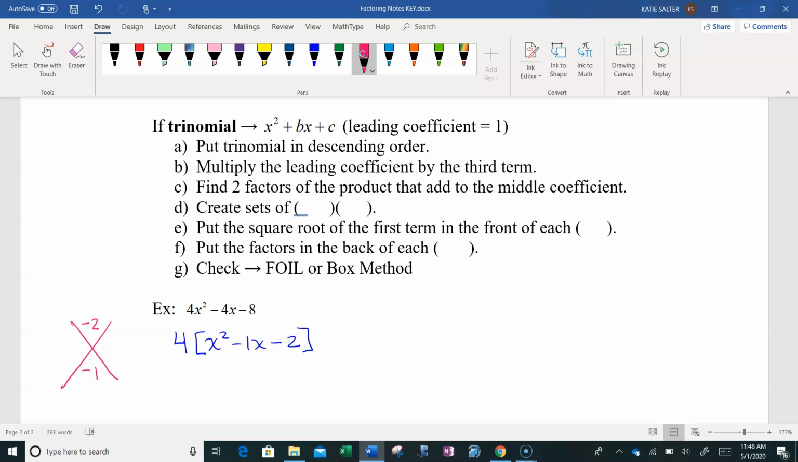Well, obviously our only factors of 2 are 1 and 2. But in order for them to add to -1, which one should be negative? Obviously, the bigger number would have to be negative if it adds to a negative.